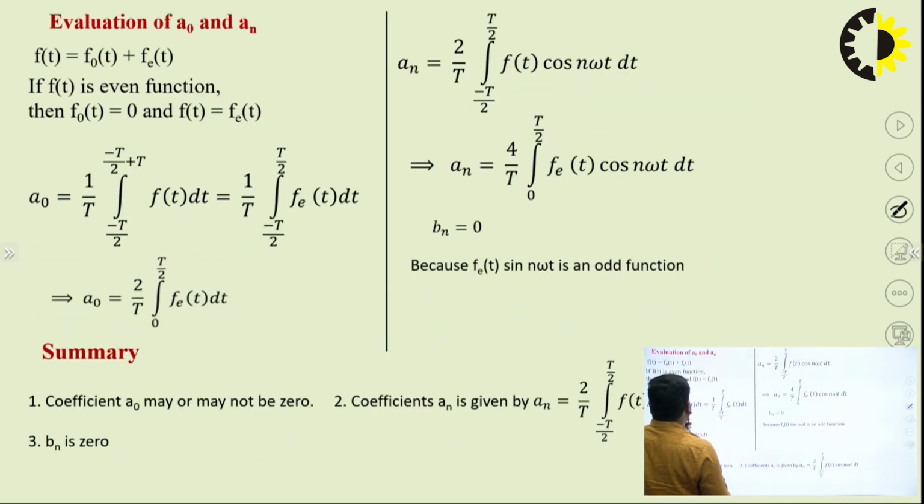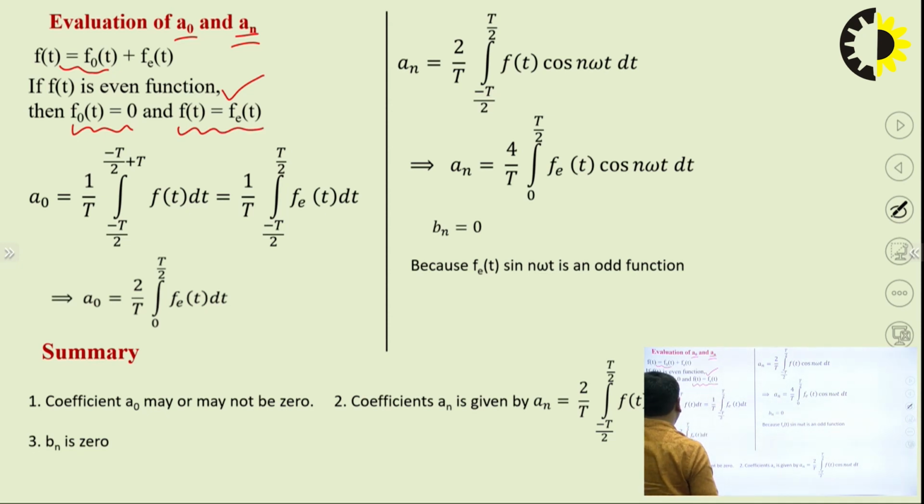How we calculate the values of a0 and an also becomes easier. If a function f(t) is the summation of f_o(t) and f_e(t), where f_o(t) is the odd function and f_e(t) is the even function, every function is a summation of two functions, odd and even. If f(t) is an even function, then f_o(t) becomes 0, and f(t) becomes f_e(t).